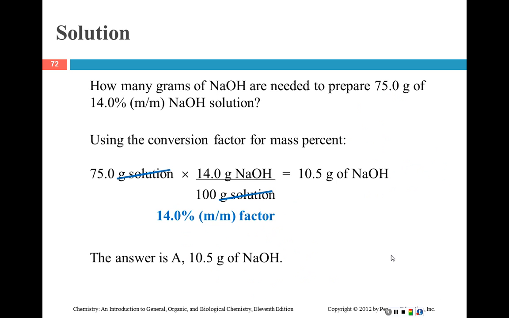You can also do it by using the conversion factor. You've got 75 grams of solution. You know that you want 14 grams per 100 grams, and so you can cancel those grams of solution, and that will also give you that answer. So it takes 10.5 grams of sodium hydroxide to make 75 grams of a 14% mass concentration solution.